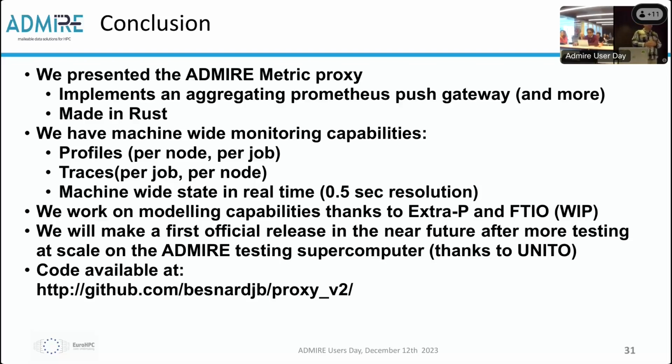So integrating in the whole Admire infrastructure, particularly with XtraP that will be presented to you later, because we want to automate the model generation. And also with FTIO, which is a frequency analysis of the performance signals that we also want to integrate over the traces we have with the monitoring infrastructure.